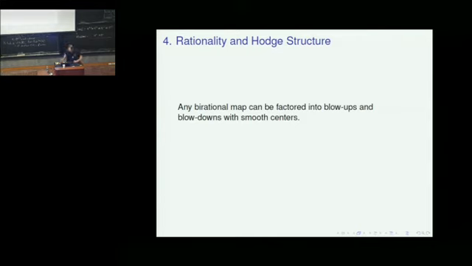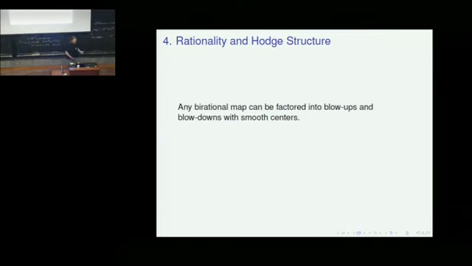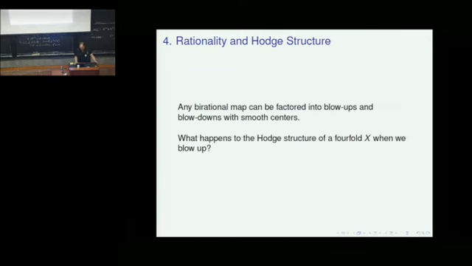Okay. What does the Hodge theory and so on have to do with rationality? Well, this is an idea that was introduced, I guess, by Clemens and Griffiths in their paper on cubic threefolds, that when we know that any birational map can be factored into blow-ups and blow-downs. Okay? And we could ask, what happens to the Hodge structure of a variety when we blow up, or correspondingly when we blow down? And the answer is straightforward.